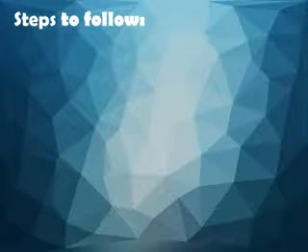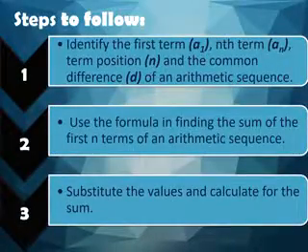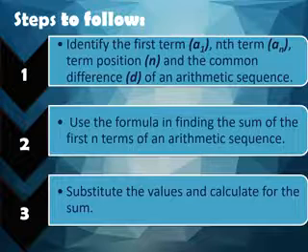There are 3 steps to follow in solving the sum of the terms of an arithmetic sequence. First step, identify the first term, the last term, and the common difference of an arithmetic sequence. Second step, use the formula for finding the sum of the first n terms of an arithmetic sequence. Third step, substitute the values and calculate the sum.